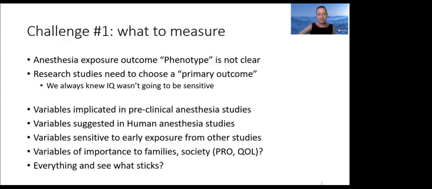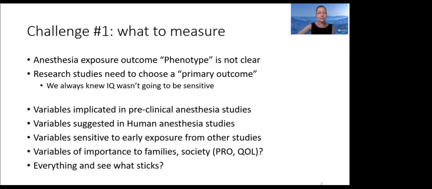It's reasonable to measure variables that have been implicated in the preclinical studies, so things like learning and memory, maybe anxiety. We should measure variables that have been suggested in the human anesthesia studies, so things like language, behavior, maybe attention. We should certainly measure variables that have been shown in other studies to be sensitive to early exposure. So things like fine motor speed and dexterity, attention, executive functioning, processing speed.